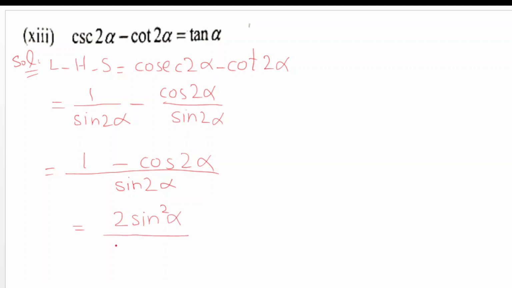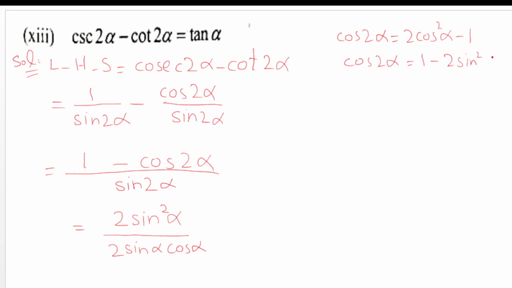And sin 2 alpha will be equal to 2 sin alpha cos alpha. So let me write here the formula of this. Cos 2 alpha will be equal to 2 cos square alpha minus 1. This is the first formula, and the second formula is also there, 1 minus 2 sin square alpha. Yes, this is the second formula. This one the first. So let me just change here.